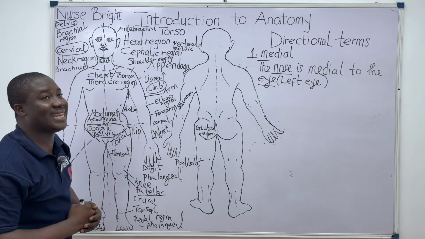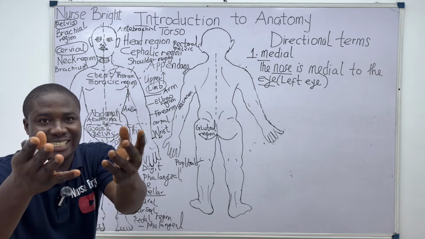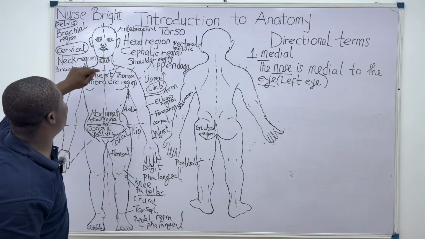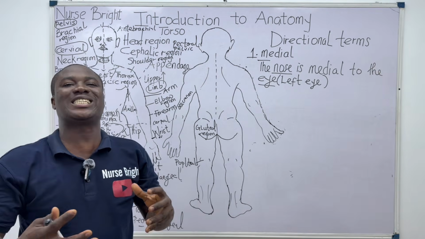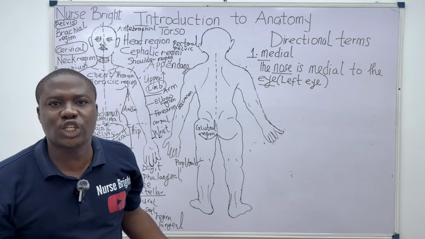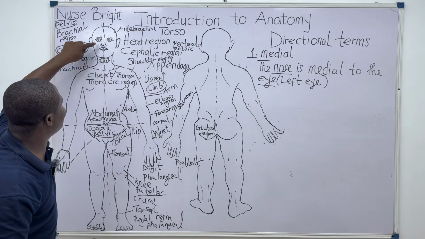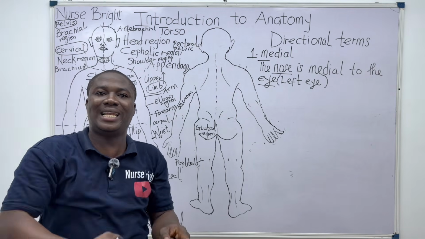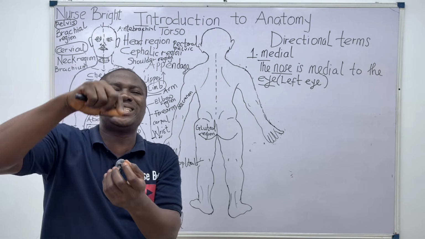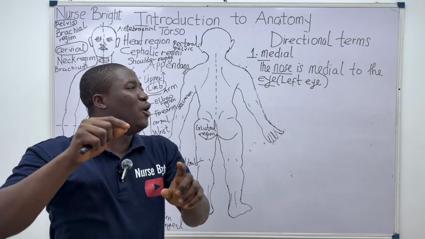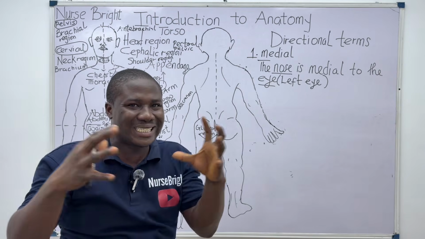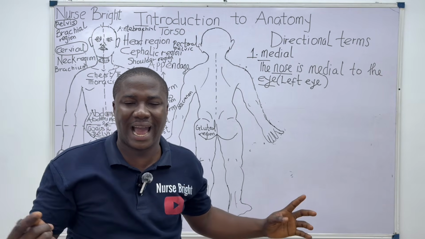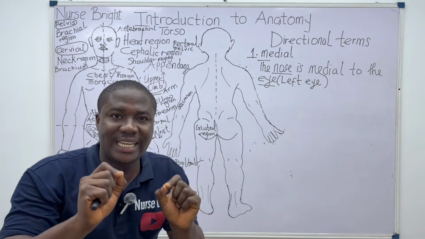How will the statement look? I'm asking you, put it in the comment section: between the nose and the thumb of this individual, which is medial to the other? It is the nose, because the nose is closer to the midline. Are you there? So basically, when we talk about a directional term, you take note of the term and see what it's talking about before you start using it. You cannot just use it anyhow. You understand what I'm saying? So all this must be noted.